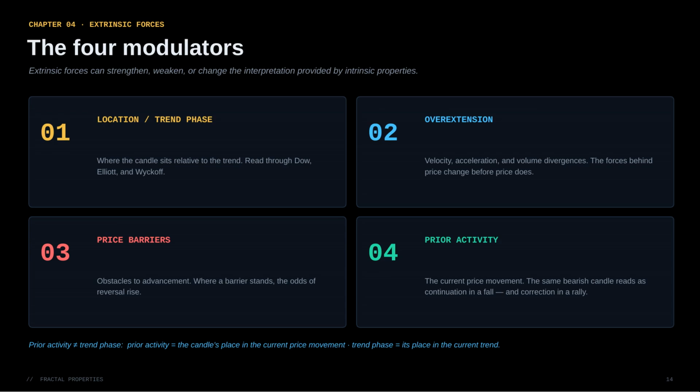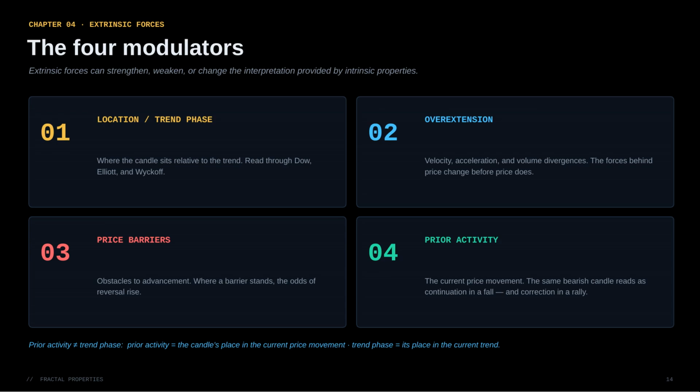Built on the principle that the forces behind price action change before price does. Force 3. Price barriers, obstacles to the advancement of price. Where a barrier stands, reversal odds rise. Force 4. Prior activity, the current price movement itself. A bearish candle inside a decline reads as continuation or exhaustion. The exact same candle inside a rally reads as correction or reversal.